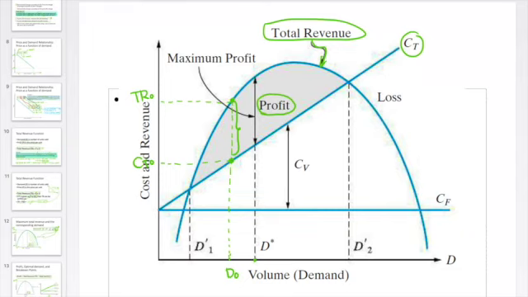So at this point, D star, we haven't explained what D star is, but at D star, that's a specific demand. Under this demand, this is your profit, this is your revenue, this is your cost, okay? And the difference between the revenue and the cost is profit.